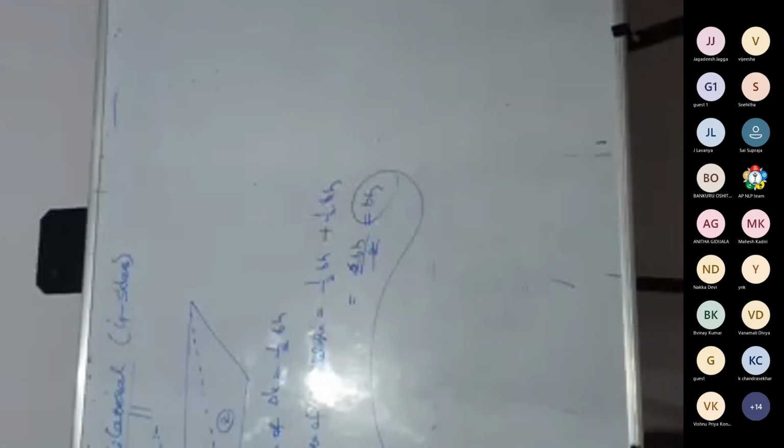Right. So next one. The parallelogram is clear, I think. Next, I move on to the rhombus. This is a rhombus.